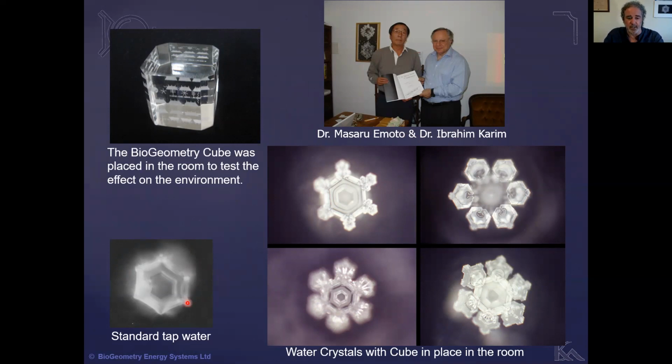So this is a crystal of standard tap water, okay? And look at the water then after it was exposed to the cube in the room. And once again, same kind of cube you have, only the one used was much older, less powerful than the one you have. The one you have obviously is state of the art. At the moment, it even has protection against 5G, which wasn't invented at the time. In fact, you can see here the cube even had cut corners. It's just modifications in the design always happen in biogeometry, as Dr. Karim discovers more and more.